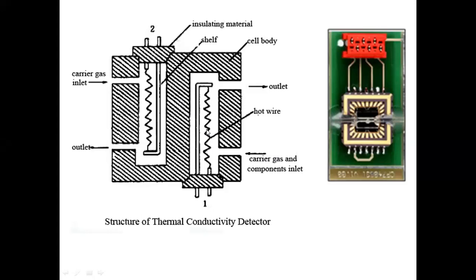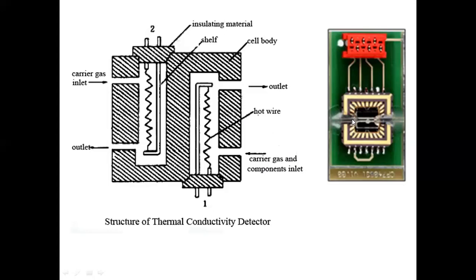After reaching the filament, they go to the outlet. Here the carrier gas goes out, and the solute molecule also goes out as waste. The amplifying device amplifies the signal with respect to the thermal conductance of the solute molecule by taking the difference. Sometimes we also use a reference: what is the thermal conductivity of the reference and what is the thermal conductivity of the sample? This is the cross-sectional view of the commercial instrument.